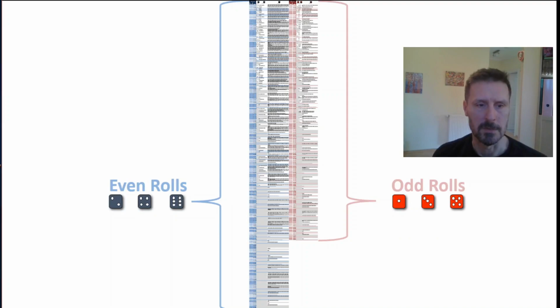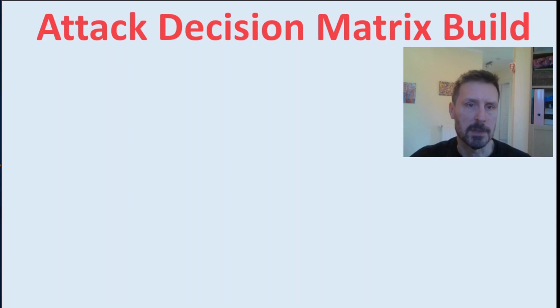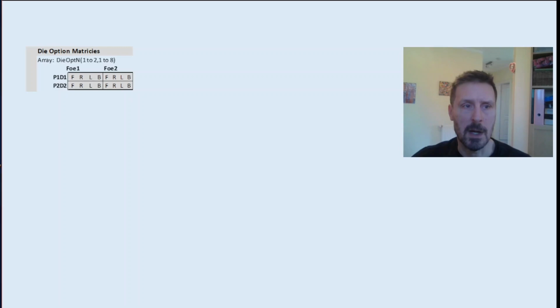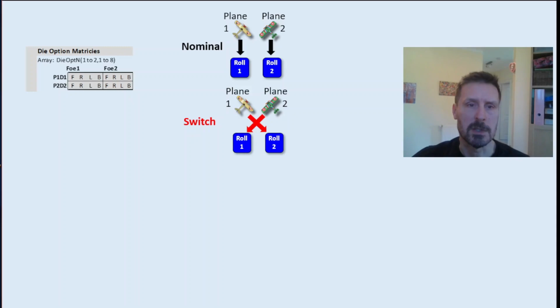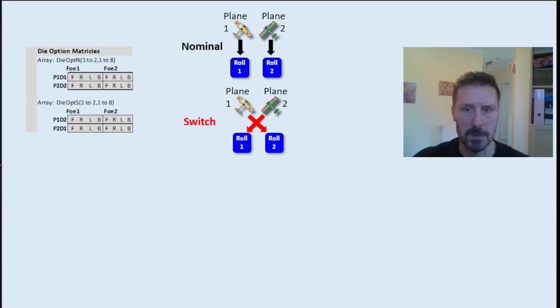Now let's think about prioritizing the possible choices for attacking a foe. We can build a decision or option matrix based on which plane is attacking which foe with which die on which side. Foe sides are marked FRLB for front, right, left, and back sides, respectively. We can use the dice nominally in the order of the planes, or switch, so we will require a second option matrix for the switch dice option.